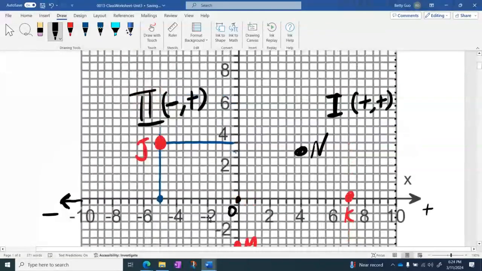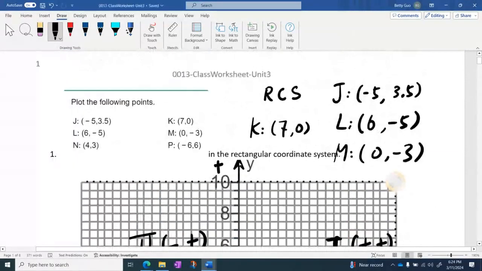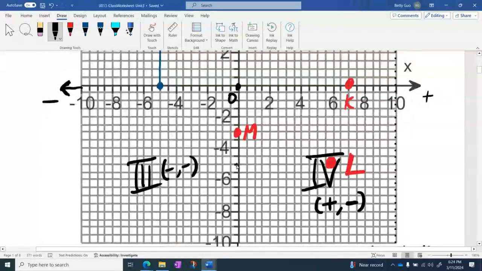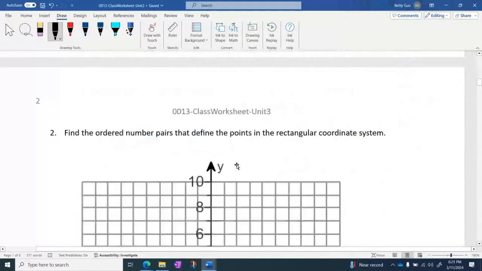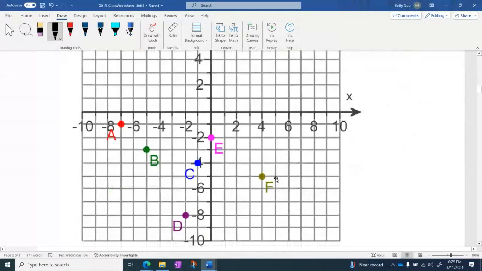Points on the x-axis have a y value of 0. Points on the y-axis have an x value of 0. I think you probably know those already. I just don't know, it's really hard for you to show me because you cannot share the screen.